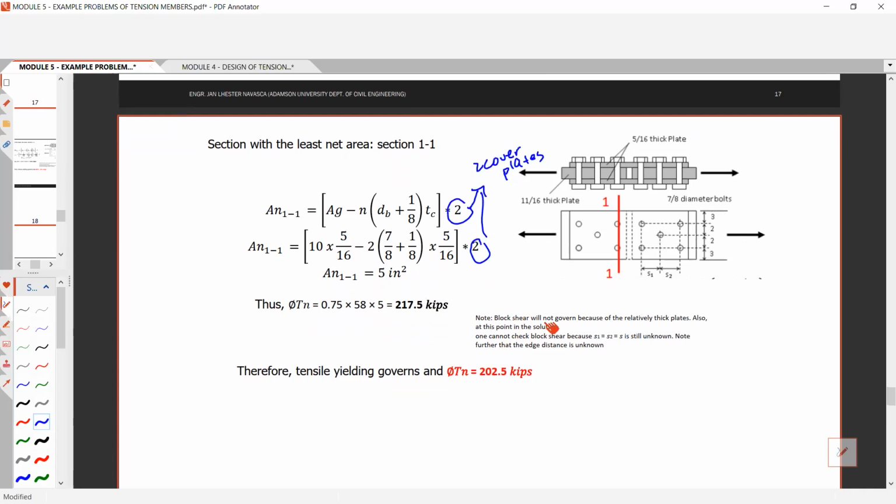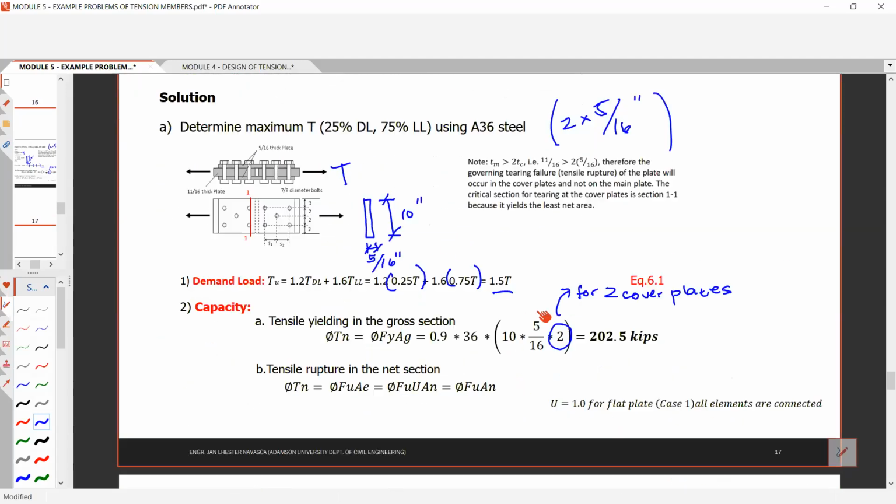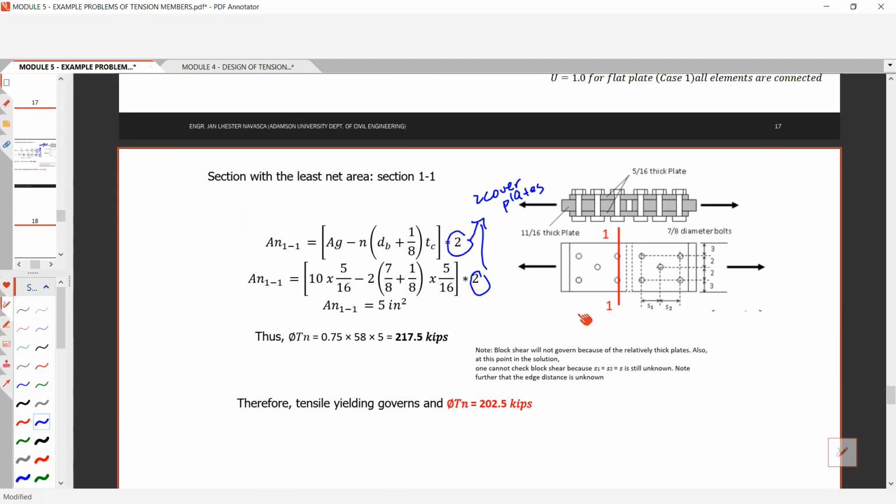Take note that block shear will not govern because of the relatively thick plates. Also, at this point in the solution, one cannot check the block shear because S1 and S2 are still unknown. Take note further that the edge distance is unknown. So therefore, we can say that block shear will not govern, and we are not considering block shear. Therefore, we are comparing the two limit states.